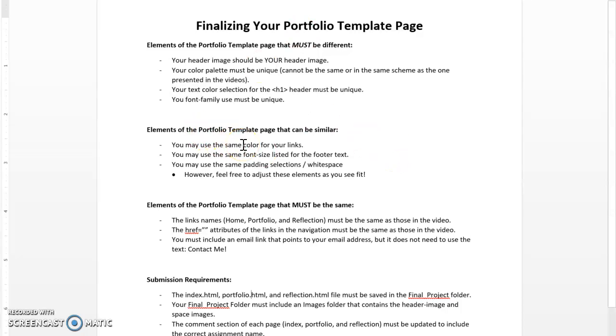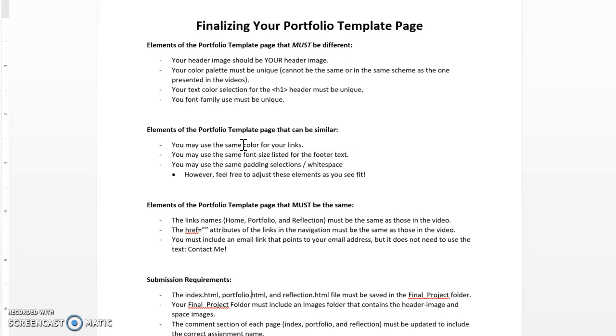With that, what can be similar? Okay, well, the color for your links. I chose black. That's a basic color. You can use that same color for your links, okay? You can also use the same font size for the footer text. I chose 12 because it's nice and it's smaller than the rest. If you choose 12, that's fine too. You may also use any of the padding selections that I applied to the page I created, okay? That's fine. However, any of these things, the color for the links, the size for the footer text, or the padding selections, the things that make white space, you can adjust those as you see fit. You can keep them or you can adjust them.